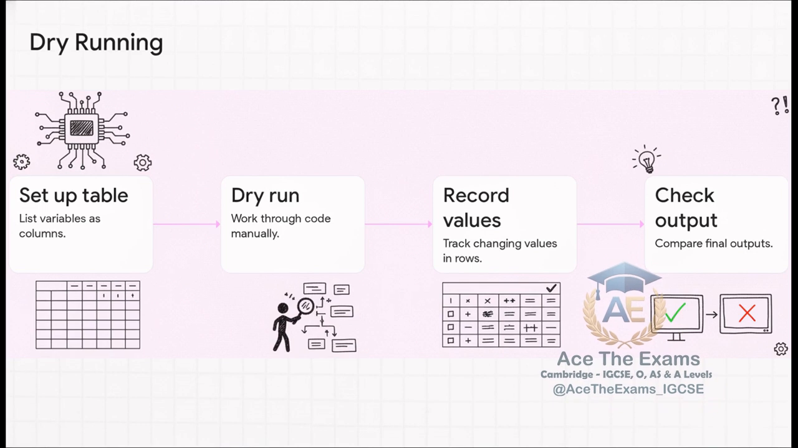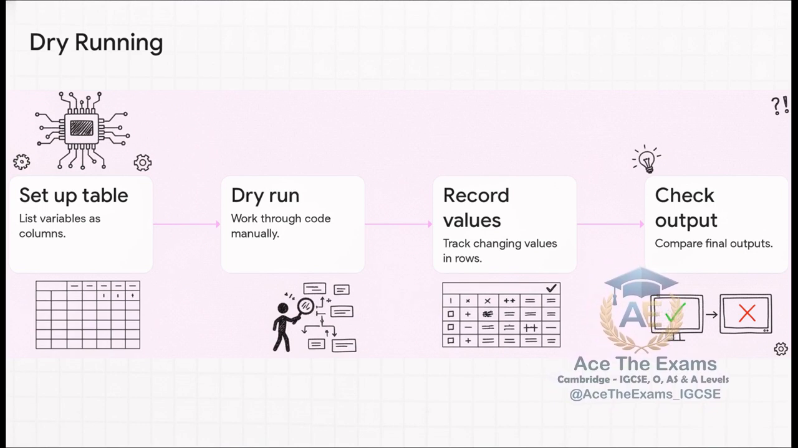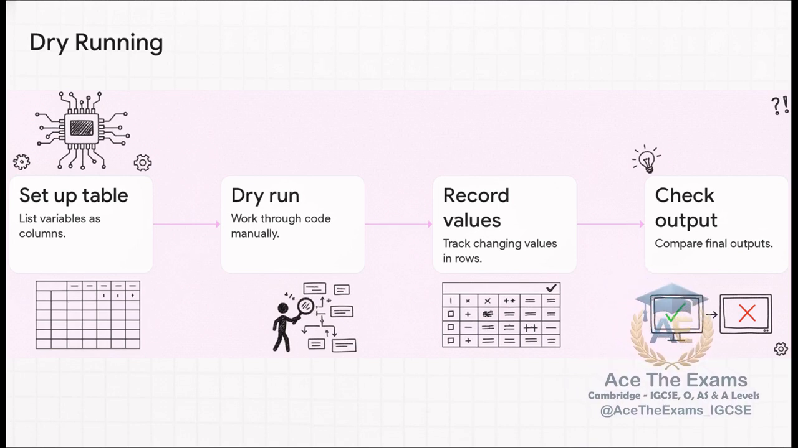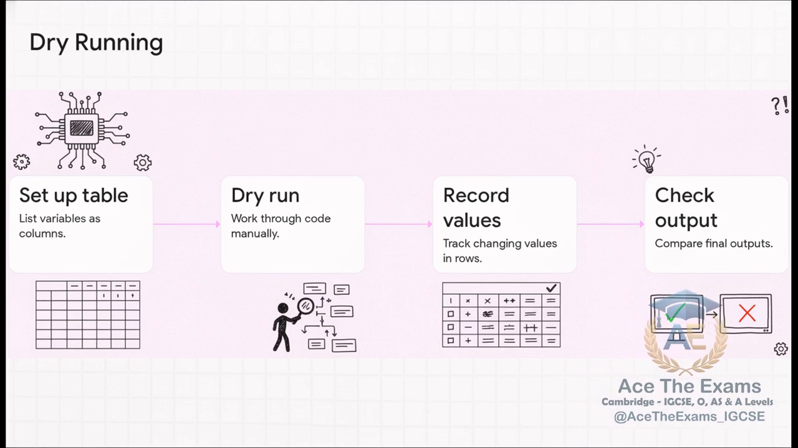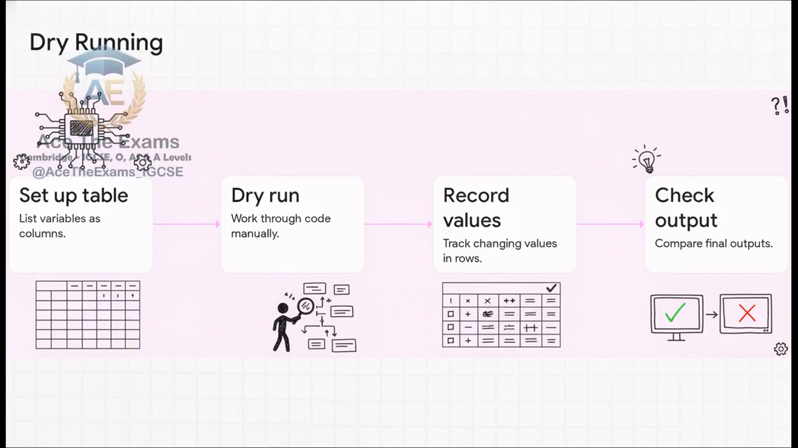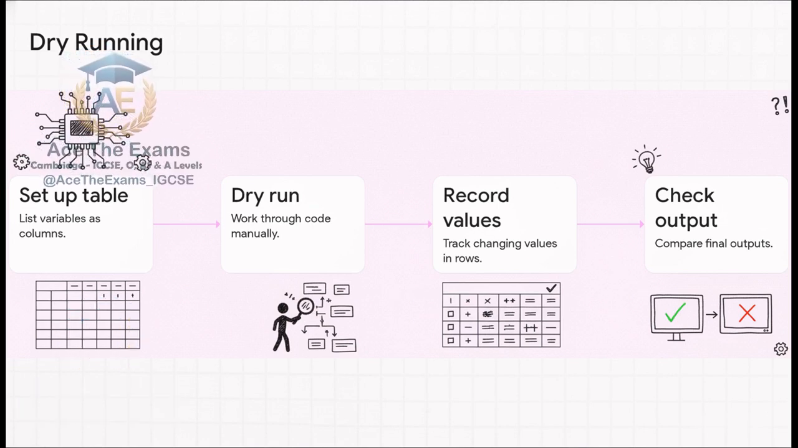Step 1, set up your table, making sure every single variable gets its very own column. Step 2, you act as the CPU. You read line 1 and you do what it says. You read line 2 and do what it says. Step 3, every single time a variable changes its value, you record that new value on a new row in your table. And finally, Step 4, you compare your final manual output against what the result actually should be.